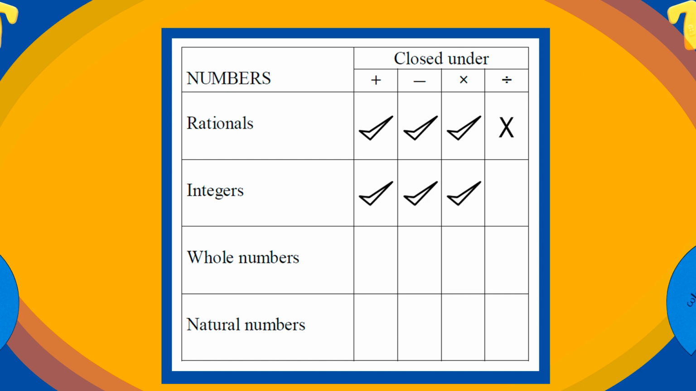Integers are closed under addition, closed under subtraction, closed under multiplication, but not closed under division. Similarly, whole numbers are closed under addition, but there are no negative numbers present in this set, therefore, it is not closed under subtraction. Again, it is closed under multiplication, but not closed under division.